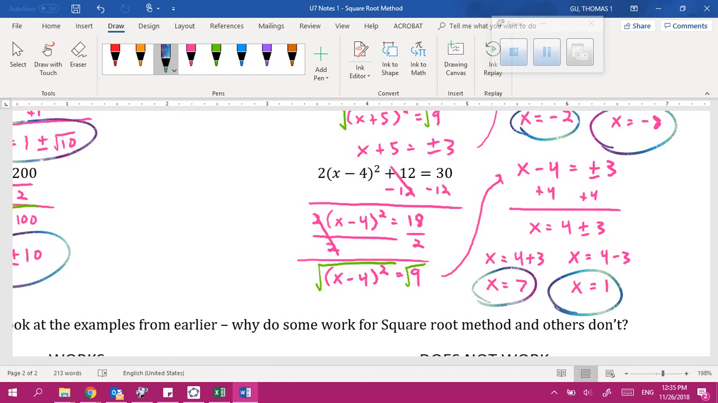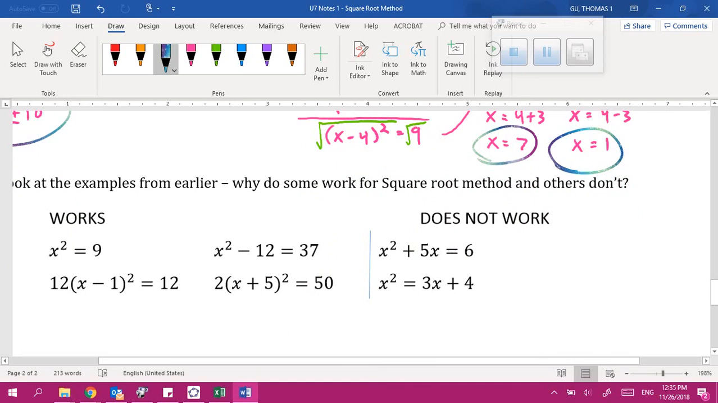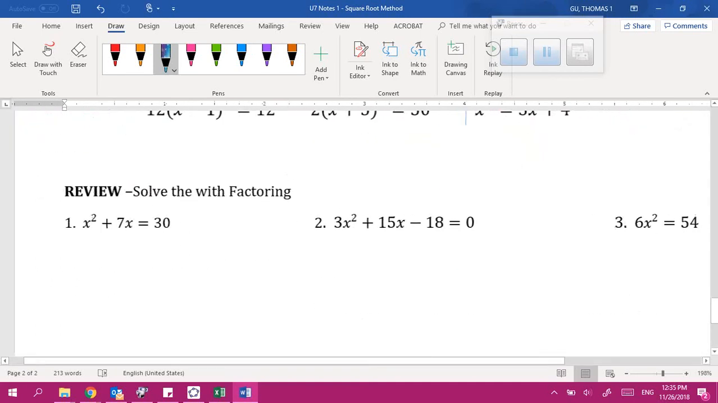You're always supposed to get 2 answers, okay? Sometimes, you know, they'll be the exact same number, but that's okay. You should get 2 answers all the time. There we go. So now you can see on the works and doesn't work, we're able to solve these, right? But you can't solve the ones using the square root method where there's just the x term right there. Okay, so also you guys need to remember how to solve by factoring.